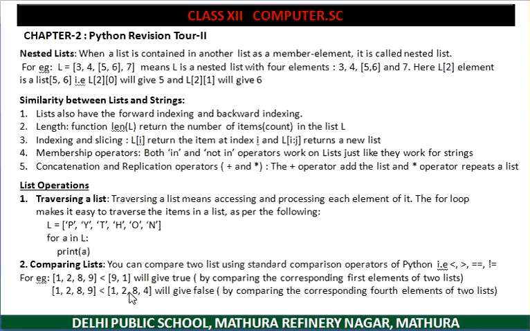1289 less than 1284 will give false, because it compares the corresponding fourth element of the two lists. So this is about the comparison. Now move to the next slide.